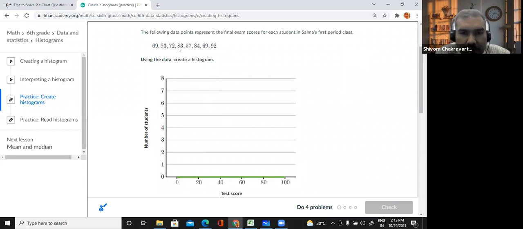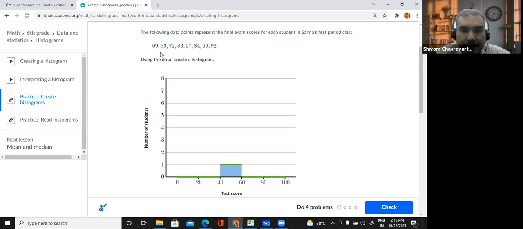Let us look at the lowest number, that is 57. So between 40 to 60, the first number in this group falls in this class interval, so to say. So it is only one. So we will put a bar which ends at 1 here. These on the y-axis are all frequency.